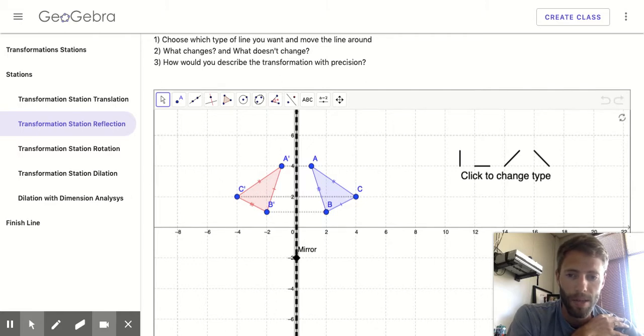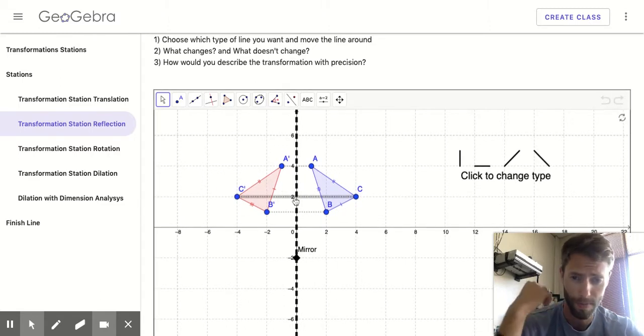And I want you to notice something. Look at the distance between A and A prime. A prime is like the A with the apostrophe. Notice how A and A prime are both the same distance away from that line of reflection. Same with B and B prime. B is 2 units away. B prime is 2 units away from that line of reflection right there. Same with C and C prime. Each are 4 units away from that line of reflection.